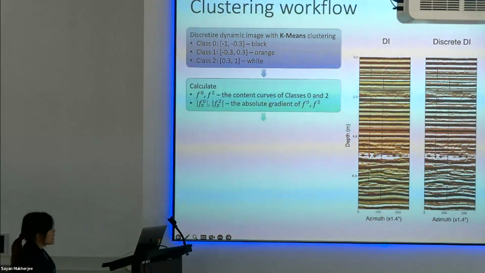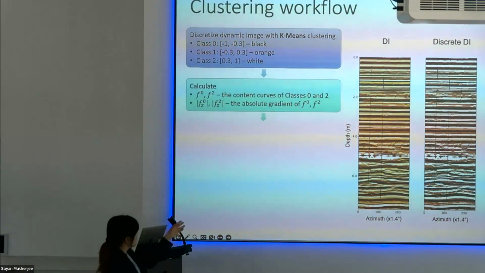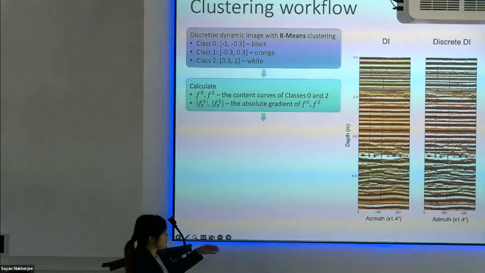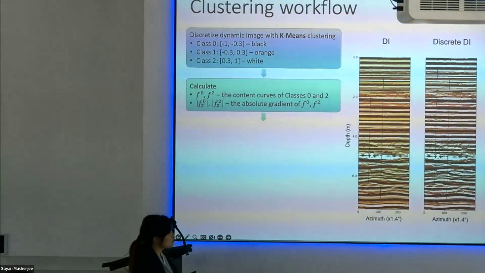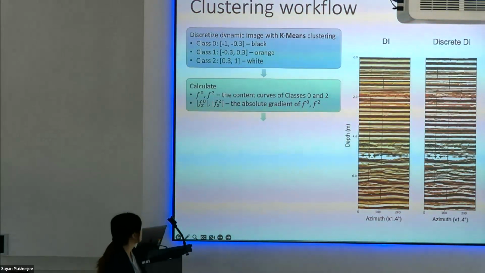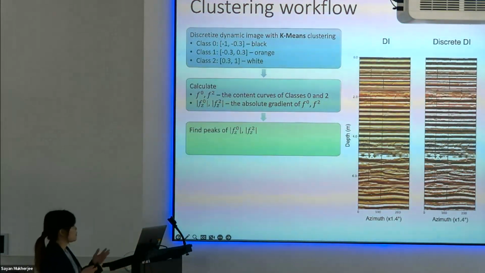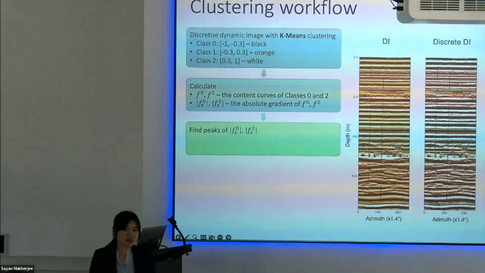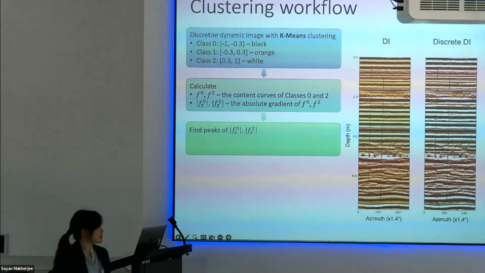The next step is to compute the content curves of class 0 or class 2. The content curve is the fraction of the class 0 or class 2 pixels at each step. Based on the content curves, we can compute the absolute gradient curves of the content curves with respect to the depth. For the third step, we want to find the peaks of the absolute gradient curves. Those peaks are potential lithofacies boundaries because they indicate abrupt compositional changes along depth.